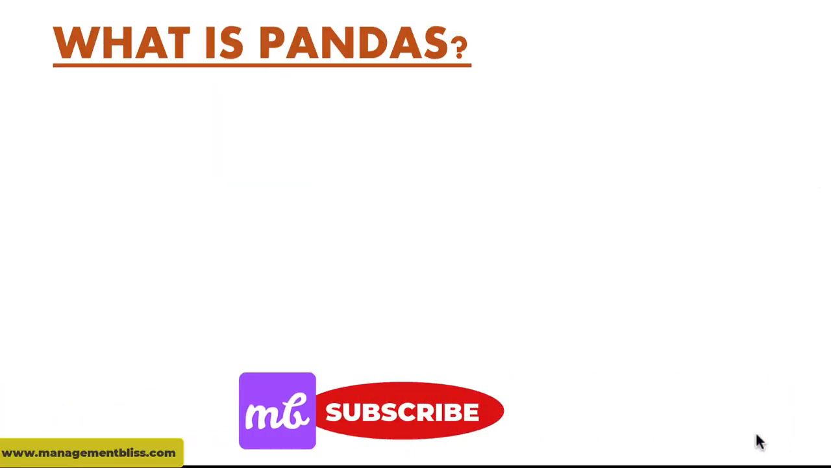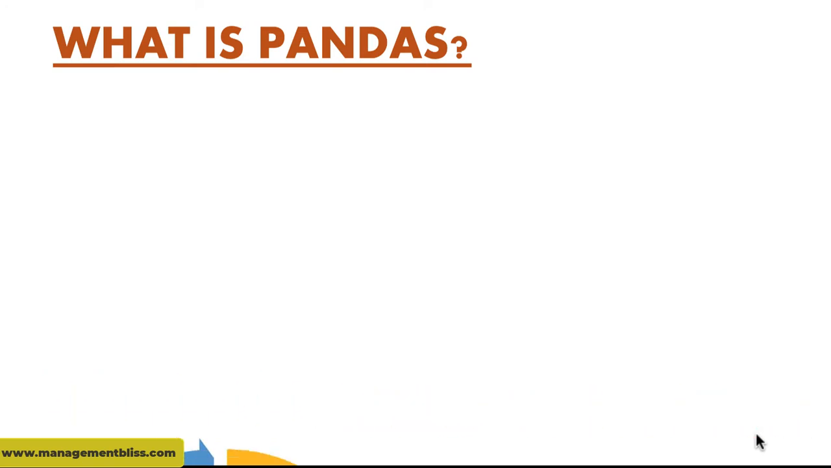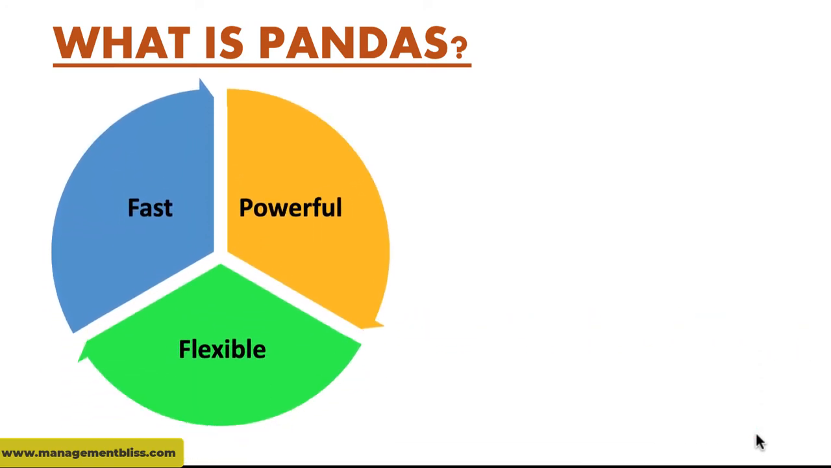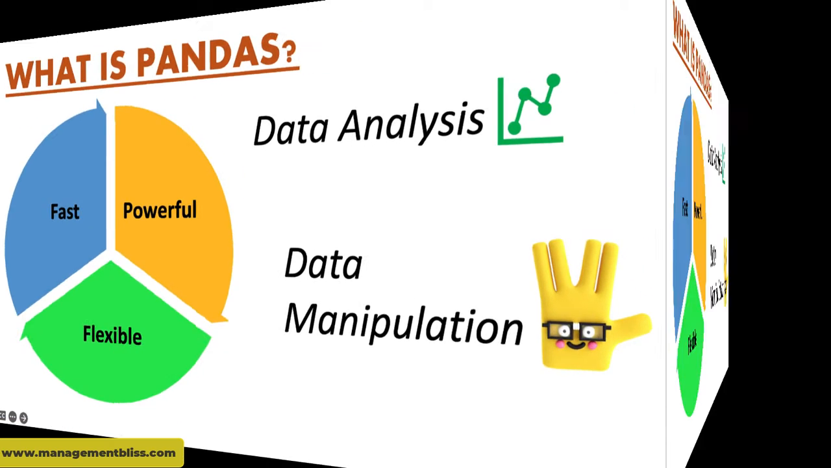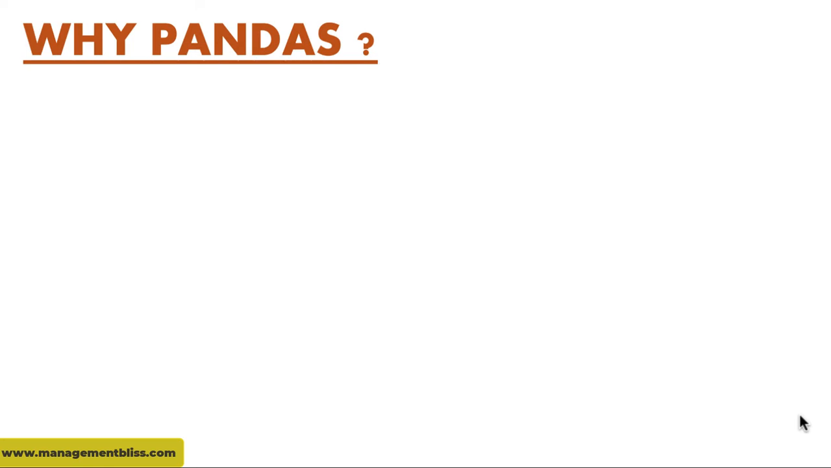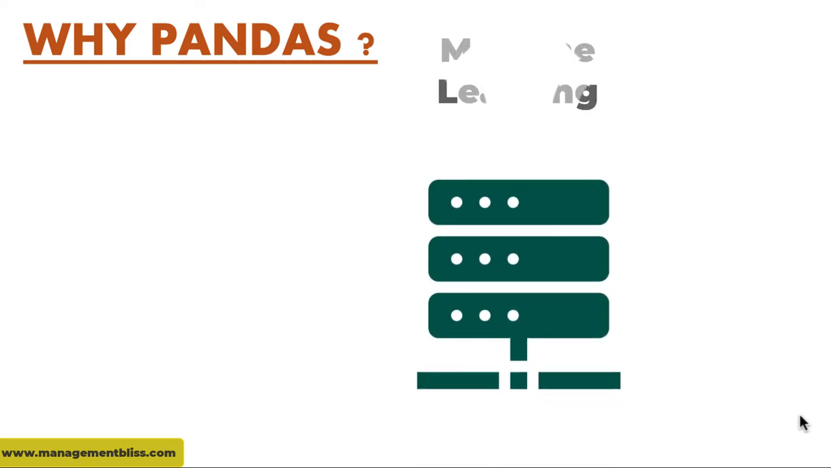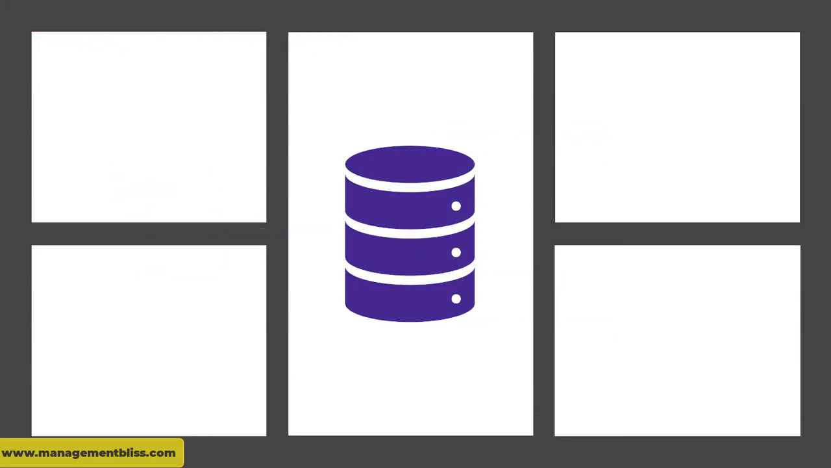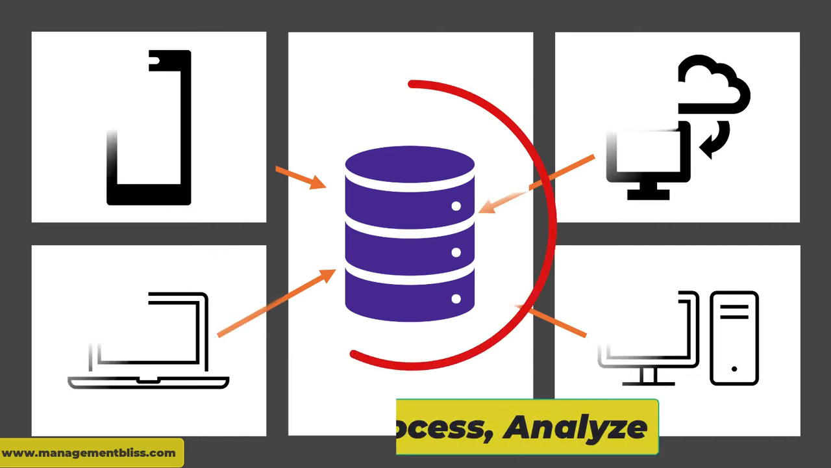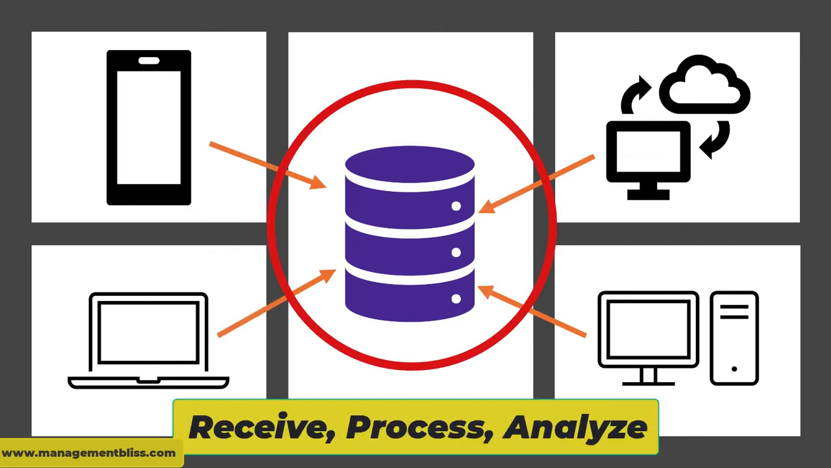So what is Pandas? Pandas is a Python package for high-performance data analysis. It provides fast, powerful and very flexible data structures for data analysis and data manipulation. Okay, now why Pandas? Well, data science and machine learning depend on the data. Raw data cannot be used for analysis and creating machine models. We need to collect data from multiple channels, process it and prepare it for analysis. Only then we can build machine learning models on top of that data.